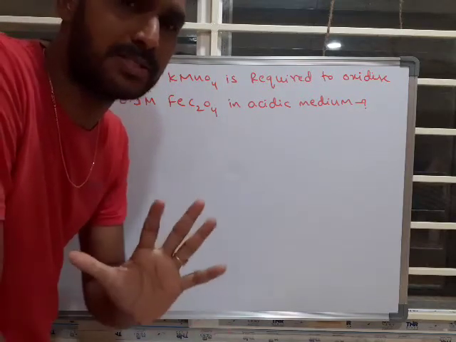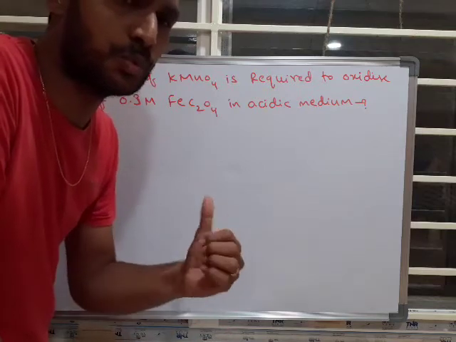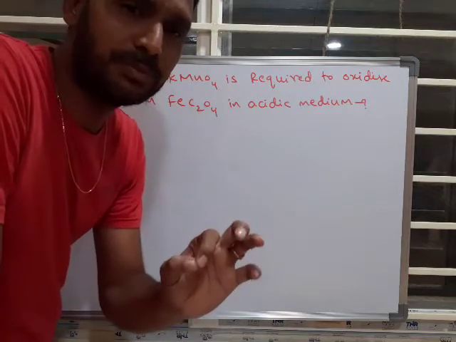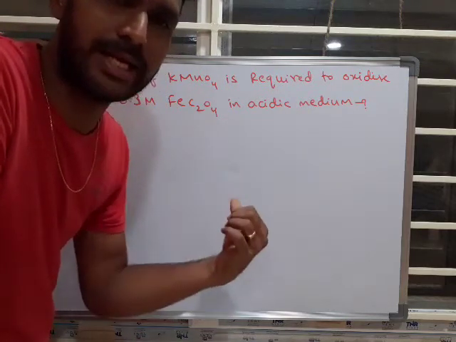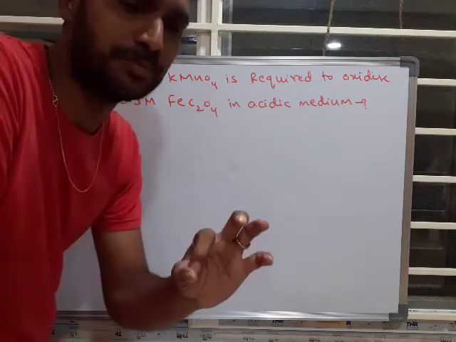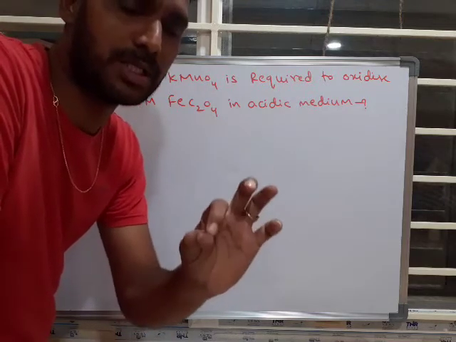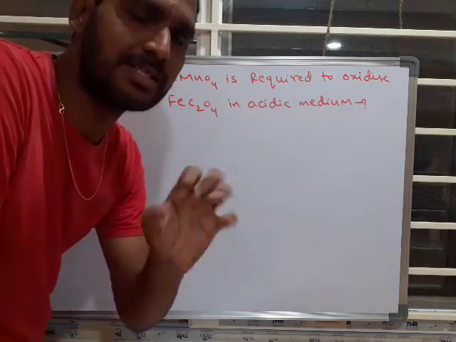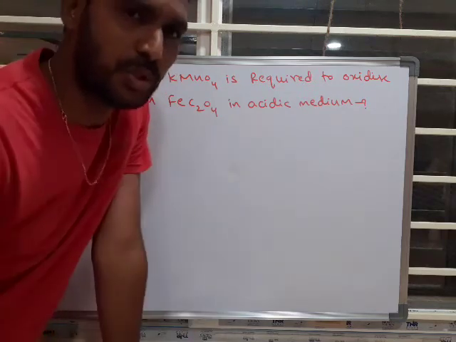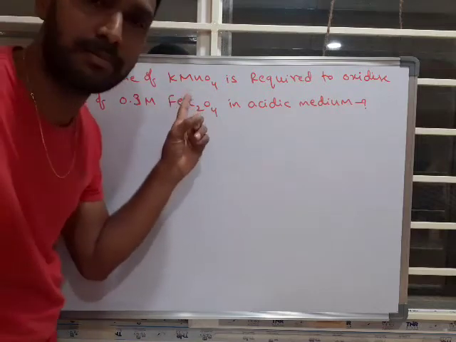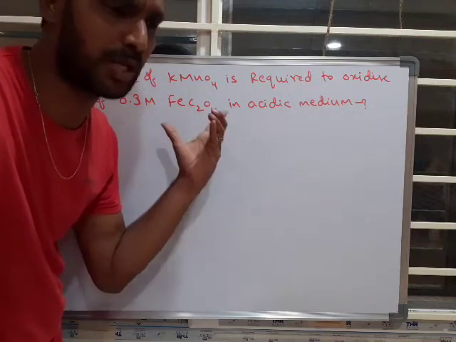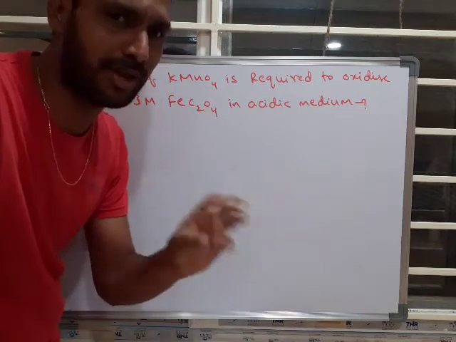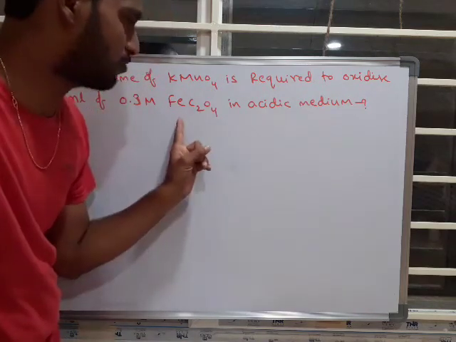In the previous problems also we calculated the value in terms of milli equivalents. Molarity is given, so we have to calculate this problem in terms of milli equivalents. But what is the difference in this reaction? Potassium permanganate in acidic medium changes into Mn+2, with n factor equal to 5. Directly we can write that. But what about this ferrous oxalate?